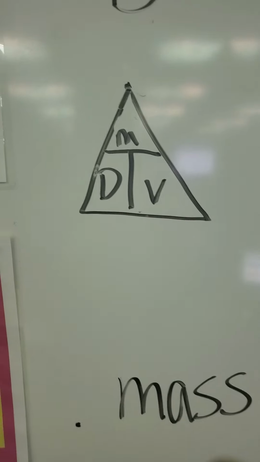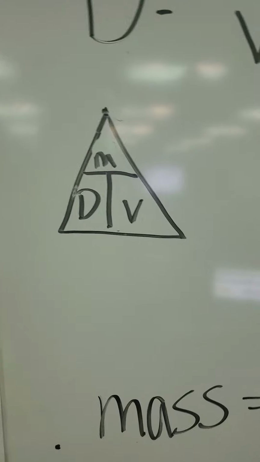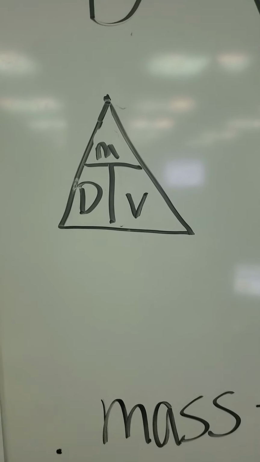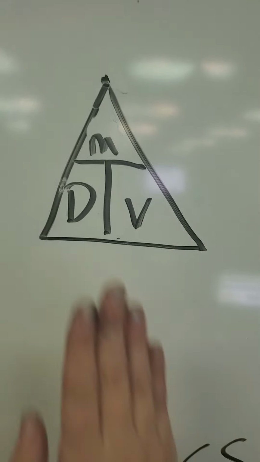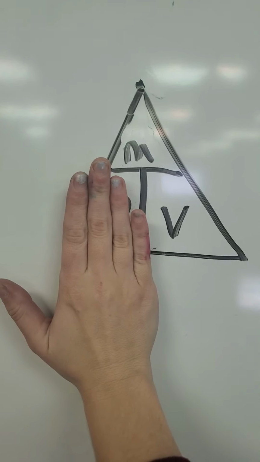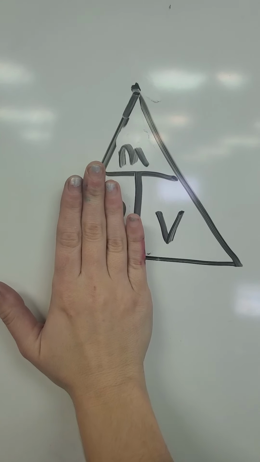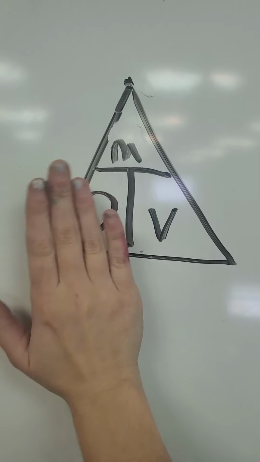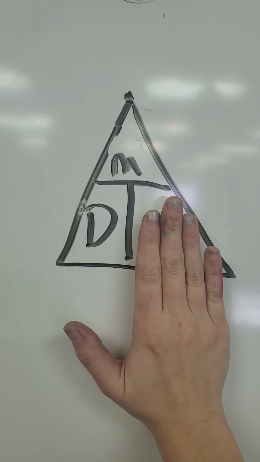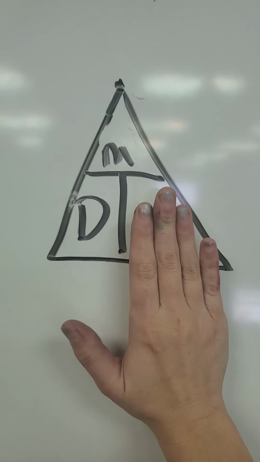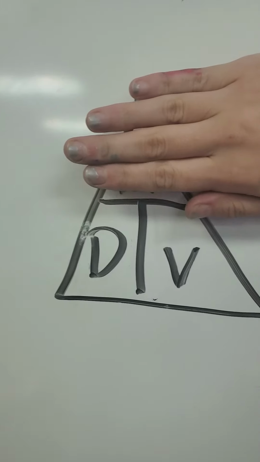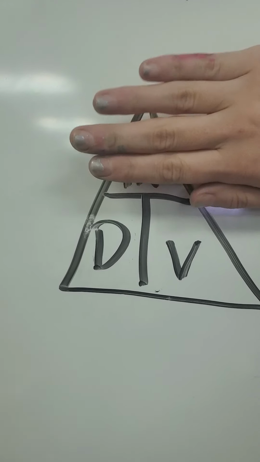For those of you who need a little bit of help rearranging the equation, here's our triangle. Remember when we're using this, cover what you're looking for. If I'm looking for density, it's going to be my mass divided by my volume. If I'm looking for volume, it will be our mass divided by our density. And if I'm looking for mass, it will be our density times our volume. Okay, so I'm going to walk you through what it would look like in a lab situation.